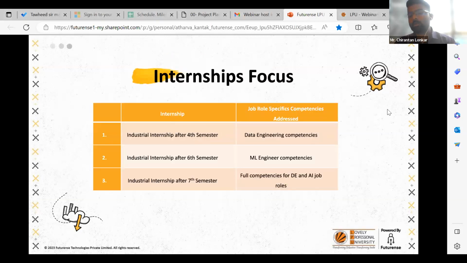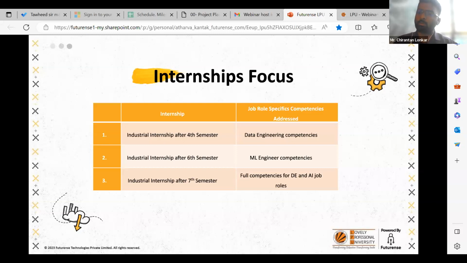If you look at how your internships have been placed, the first internship comes right after 4th semester. That internship will be focusing on data engineering competencies, where you will be given a data engineering project. And trust me, these are industry-level projects. These are not some normal random data sets downloaded from Kaggle, so on and so forth. These are industry data sets. The second internship comes after 6th semester, which focuses on machine learning engineering.